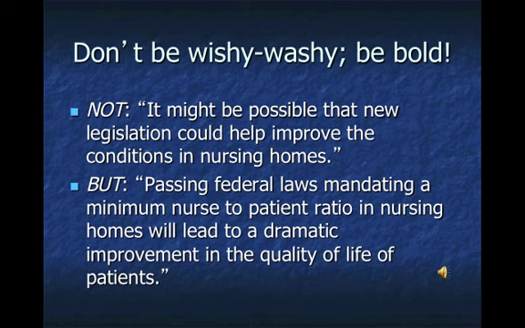You see there's a lot of qualifying language in it, but if we took that out and made it more specific, we could have a much more effective thesis statement, like: passing federal laws mandating a minimum nurse-to-patient ratio in nursing homes will lead to a dramatic improvement in the quality of life of patients. Notice how we've gotten rid of all that qualifying language of might and could, and we've also made the thesis more specific. This is going to be a recurring theme.